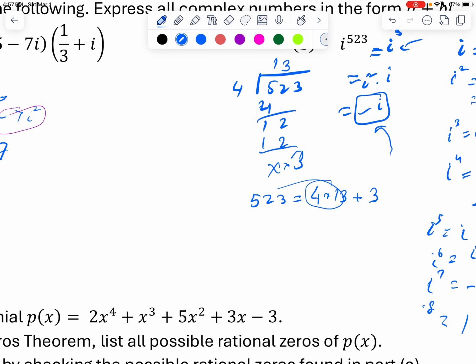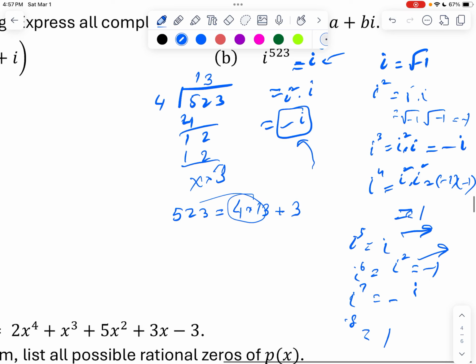So you can have any power. This is the work that you need to show. Now do not memorize that if the number is, as I was mentioning earlier, a multiple of 4 plus 1, you get this, a multiple of 4 plus 2, you get that, and so on. You actually do the division.